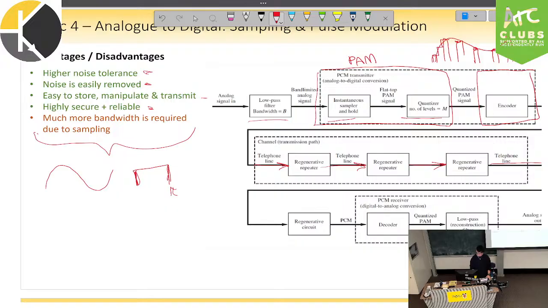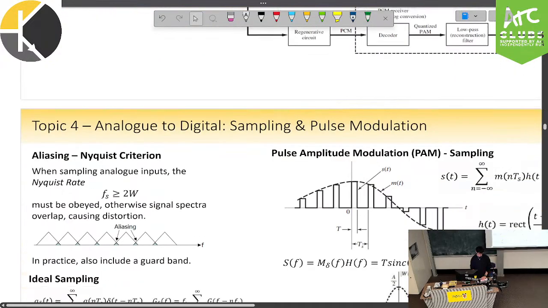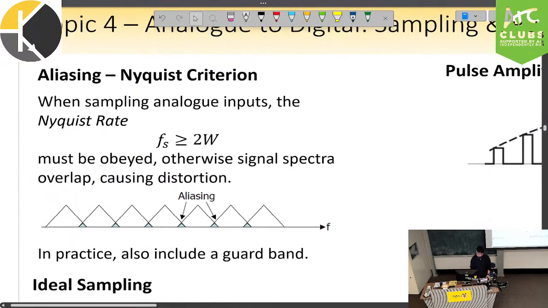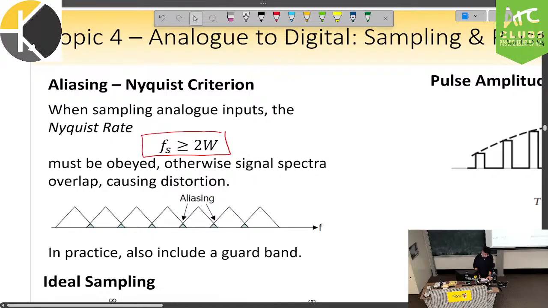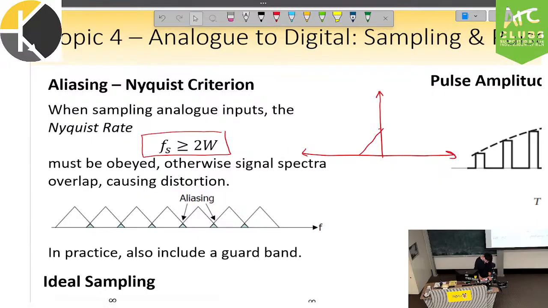Another reason being this criterion here. So to sample an analog signal, we always have to be sampling at twice the bandwidth or the maximum frequency of our analog signal. The reason for this is in the digital frequency domain, you will have your signal repeating every fs.